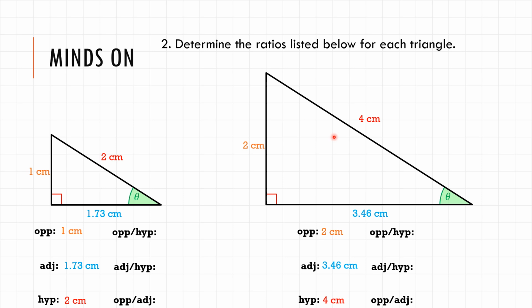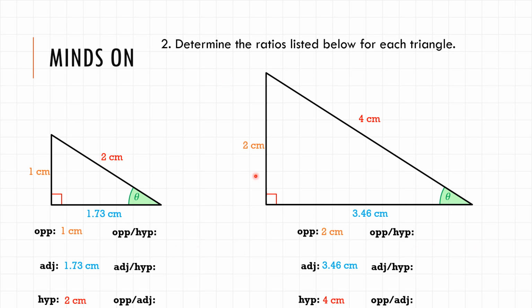The next question I'm going to ask you is determine the ratios listed here for each triangle. So if I took the opposite side and I divided it by the hypotenuse, what number would I get? If I took the adjacent side and divided it by the hypotenuse, what number would I get there? And finally, if I took the opposite side and divided it by the adjacent side, what number would I get there? Take another 90 seconds to see if you can figure this one out for both triangles.